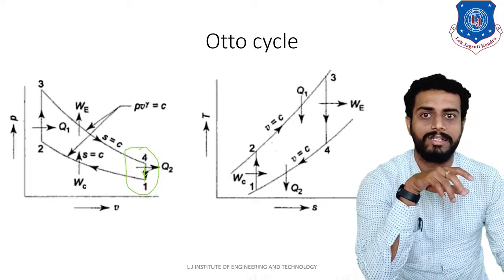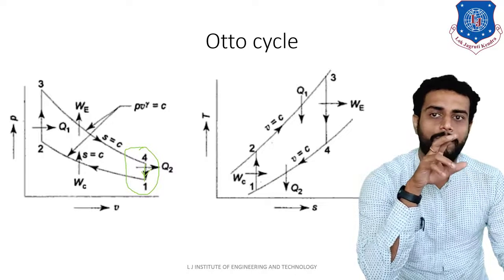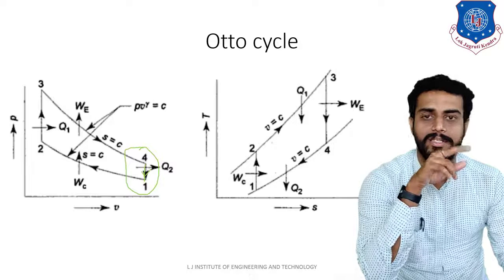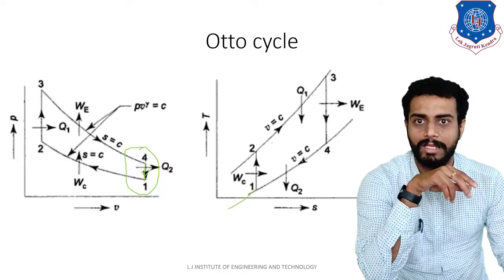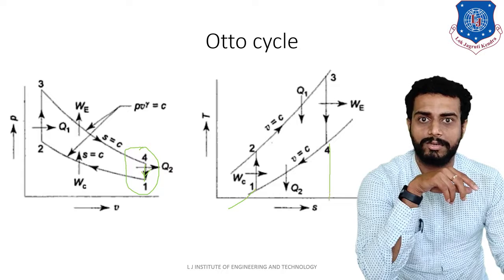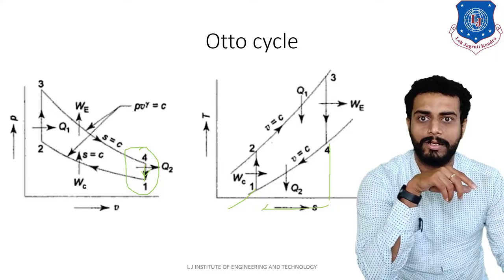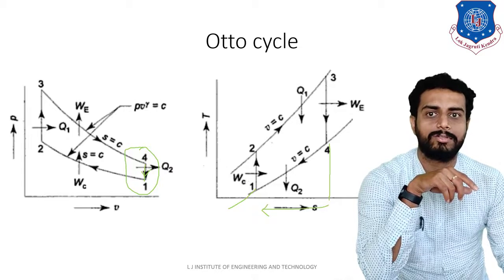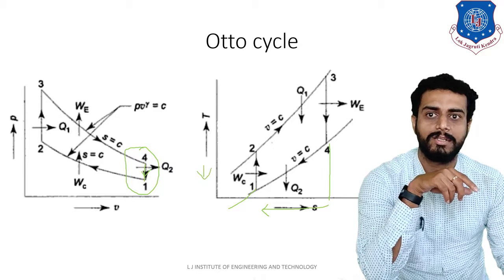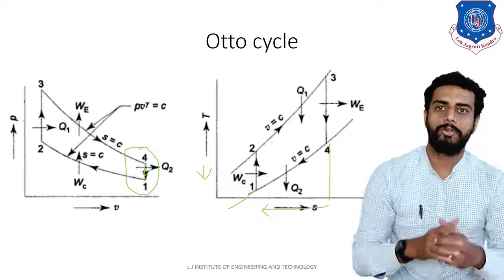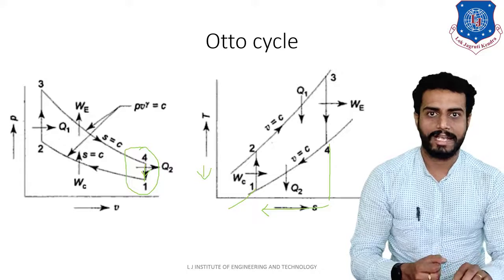Okay, but the pressure and temperature will decrease. That you can appreciate using the diagram, right? And obviously, if the pressure and temperature are decreasing, then the entropy will also decrease. So that is why you can appreciate that during 4 to 1, the entropy is decreased and also the temperature is decreased. Okay, students. So these are the 4 main processes of Otto cycle.